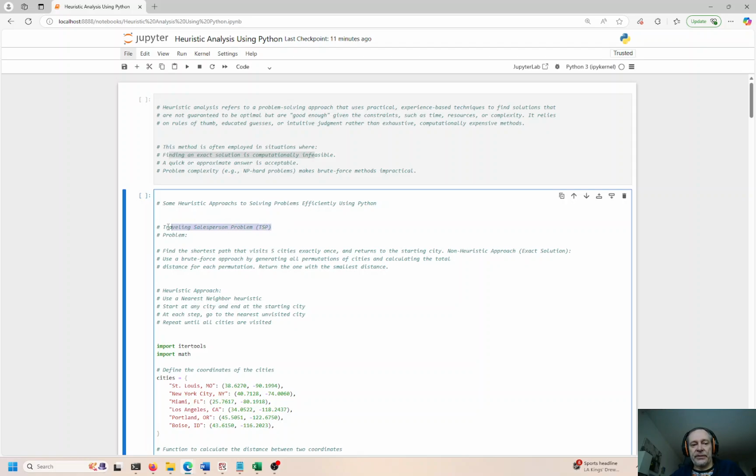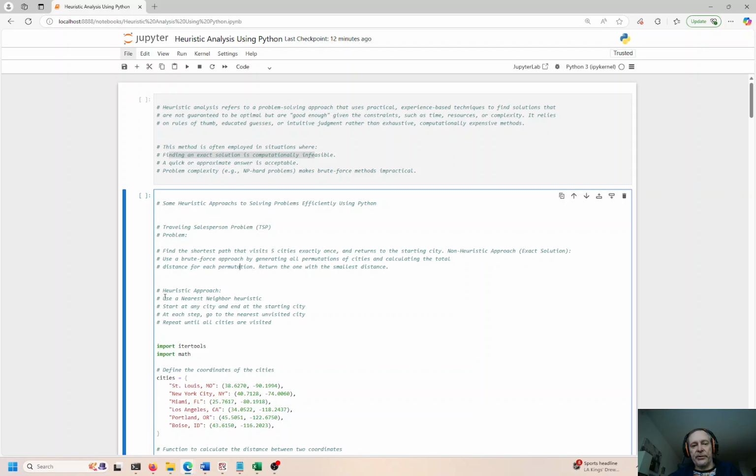We have the classic traveling salesperson problem. This is where a person starts at one city and returns to the starting city. Okay, that's going to be their home base. That's the assumption. A non-heuristic approach would find an exact solution using a brute force method, and it would generate all permutations of all cities and calculate the total distance and the total time traveled to each city. Each city is considered a permutation.